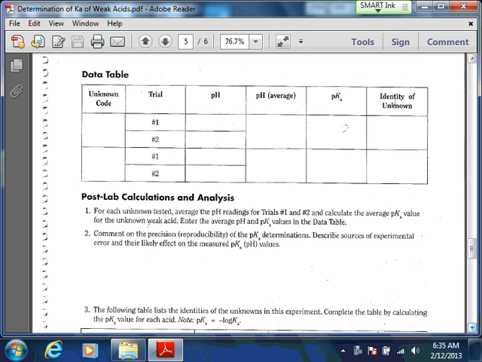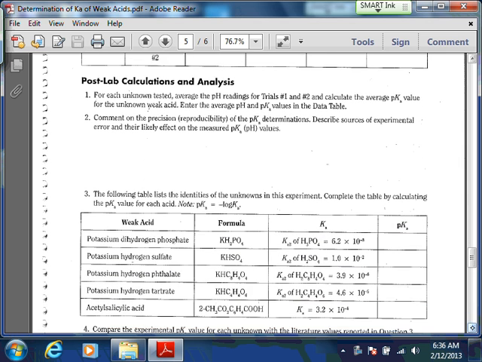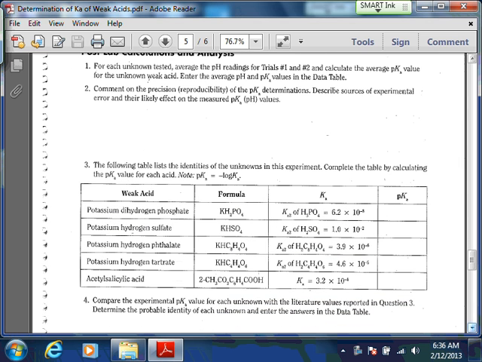Average pH readings, Postlab calculation number 1, we just talked about that. Calculate the average pKa value for the unknown weak acid and enter those in the data table. Comment on the precision of the pKa determinations. Describe sources of experimental error. Okay, you guys can do that. You're basically just talking about how precise these measurements were. You can talk about sig figs as far as our measuring using the graduated cylinders and that sort of thing, and the sources of error.